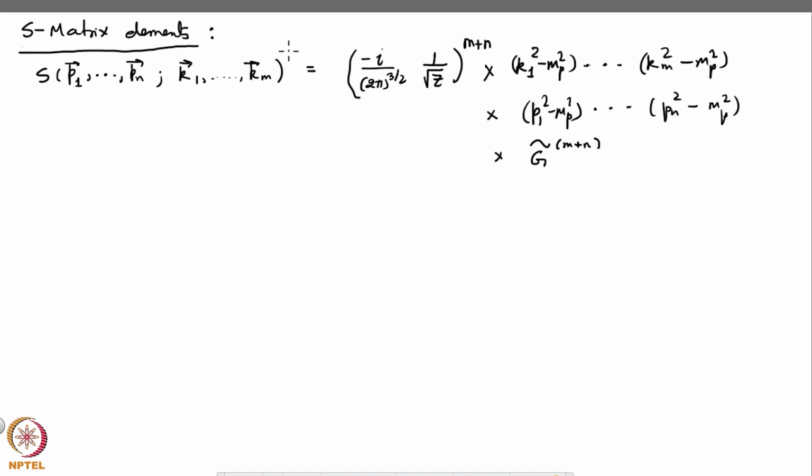So clearly the S matrix element is the residue of these Green's functions. If you take the residue of this, you know this has a pole, so take the residue at the pole, and that will give you the S matrix.